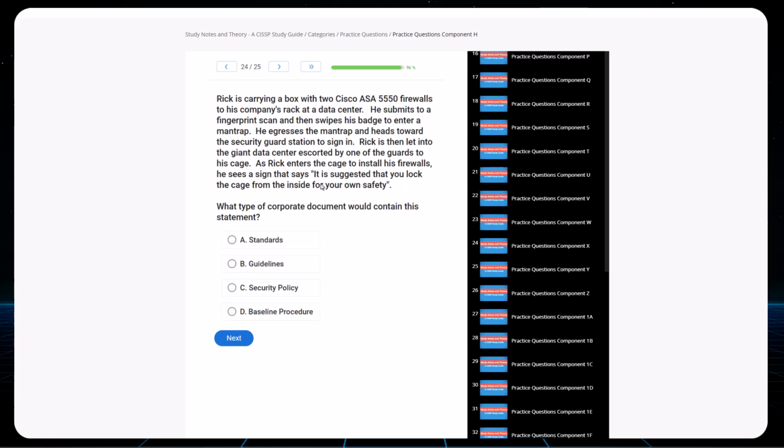After he enters the cage, he sees the signs. It is suggested that you lock the cage from the inside for your own safety. What type of corporate document would contain this statement? It is suggested that you lock the cage. Oh, it's a guideline, because guidelines are suggestions.